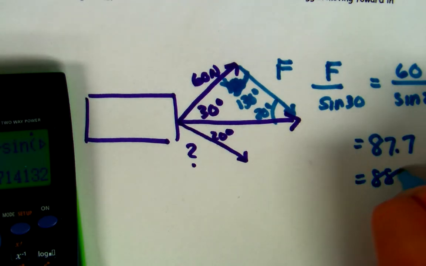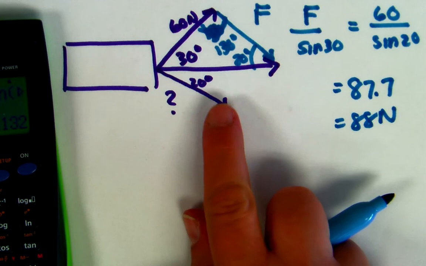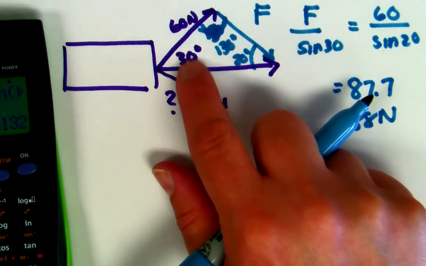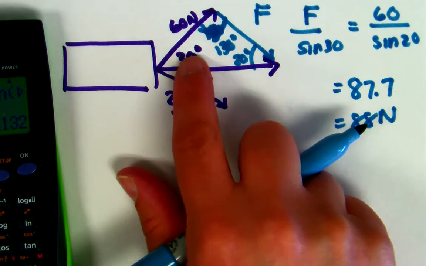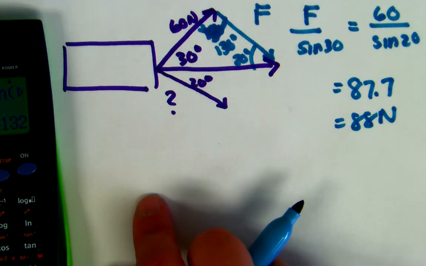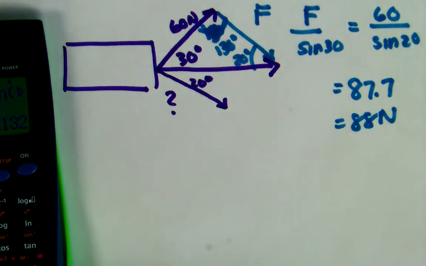87.7 or 88 newtons. So because this person is pulling at a lesser angle, they have to pull a little bit harder, or actually quite a bit harder, in order to stop this person from veering the toboggan off in that direction because of their increased angle.